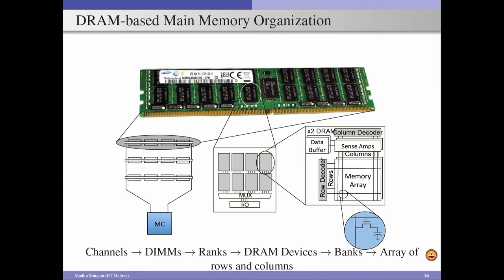So overall, the entire memory is organized like a set of channels. Each channel can consist of multiple DIMMs, each DIMM can consist of multiple ranks, and each rank can consist of multiple DRAM devices, and each DRAM device will have multiple sub-banks. So from the rank point of view, a rank consists of multiple banks, and all the banks within a rank can work independently, and each bank consists of an array of rows and columns, and can also be represented as a collection of DRAM memory arrays.